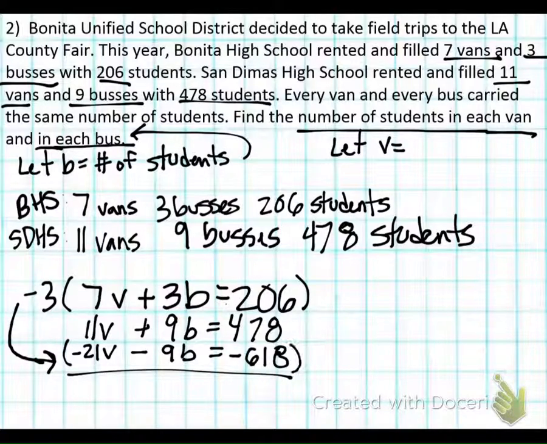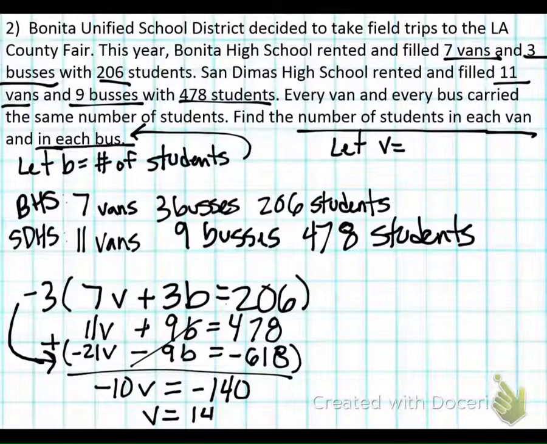Adding these together, I get 11 plus -21 is -10v. The b's cancel out, and I get -10v equals -140, which will tell me that v equals 14. Okay, again, I'm going to check, is that reasonable?